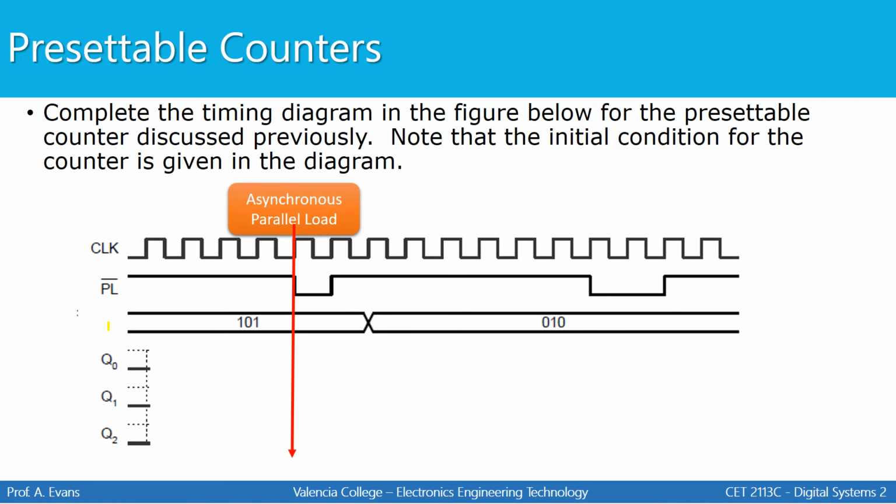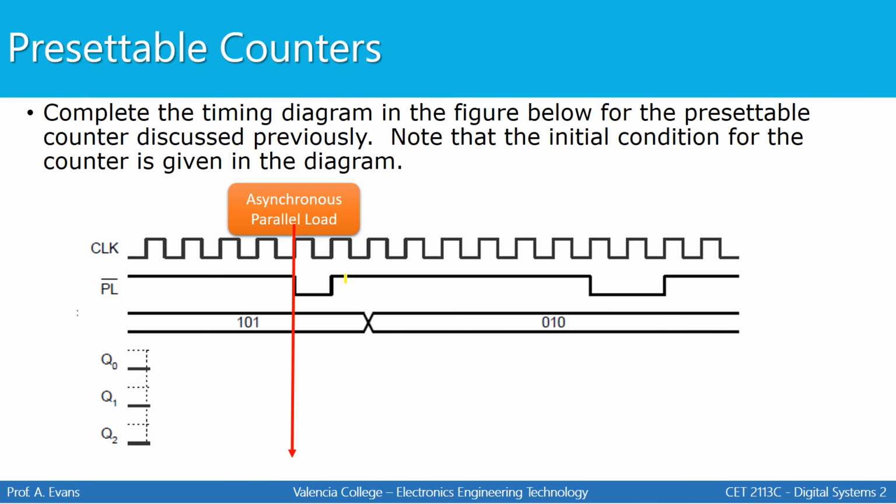The first critical point is when the asynchronous parallel load happens, which is when PL goes low. Remember, that's an asynchronous input, which means we're going to load the counter immediately, not on the next clock pulse. Also remember that the counter can't count as long as this is low. So nothing will happen except that the counter will load while this is low. This has to return high for the counter to count. Not only does it have to return high, but the counter won't actually begin to respond until the next negative transition after this goes high.